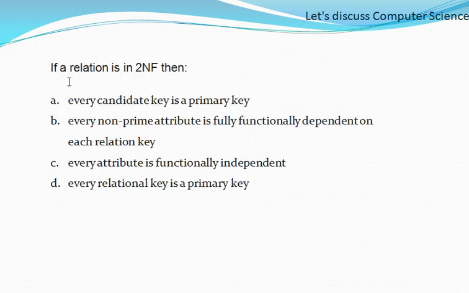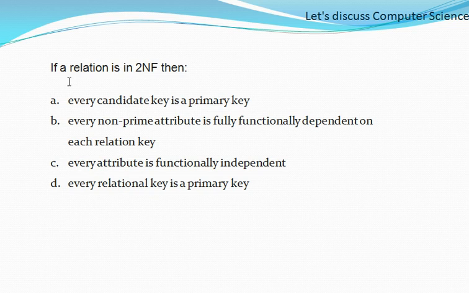if a relation is in second normal form, we already discussed second normal form. What will it do? It will ensure full functional dependency between the prime and non-prime attributes. Every candidate key is a primary key? No, this is not the correct answer. Every non-prime attribute is fully functionally dependent on each relation key? Yes, based on the candidate key, it should be fully functionally dependent.